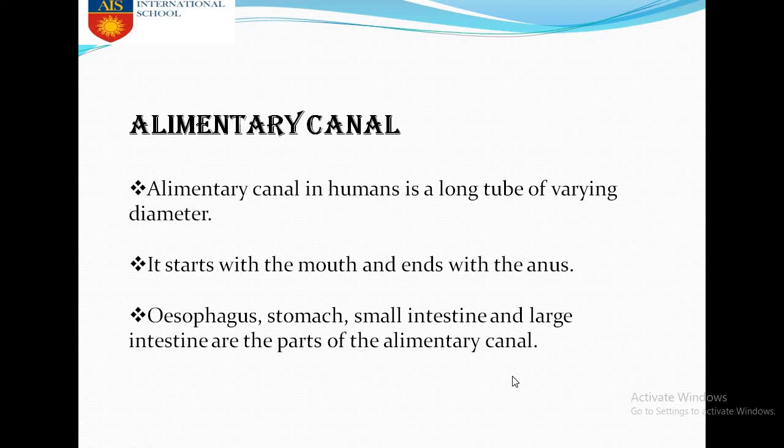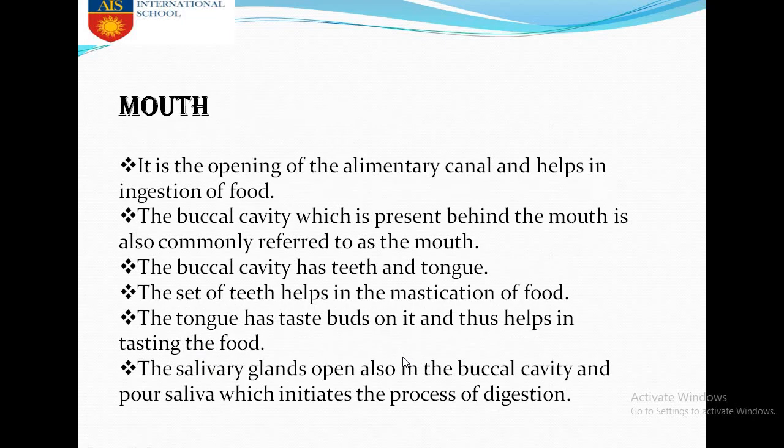Alimentary canal. The alimentary canal in humans is a long tube of varying diameter. Our alimentary canal starts with the mouth and ends with the anus. Now, what are the organs involved in the alimentary canal? Mouth, esophagus, stomach, small intestine and large intestine are the parts of the alimentary canal.